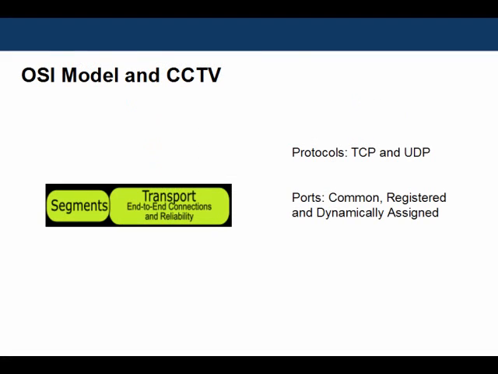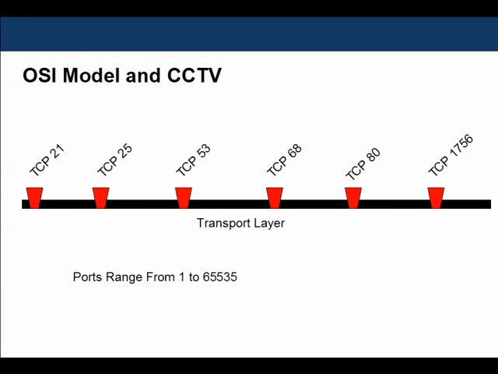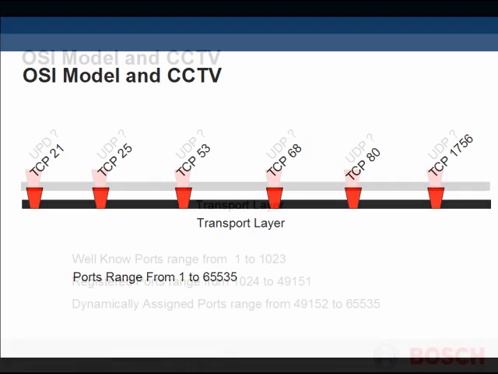The last issue we need to discuss at the transport layer are ports. There are 2 types of ports we're going to discuss, UDP ports and TCP ports, and they fall into 3 categories: common, registered, and dynamically assigned. Ports are like windows or small doorways that applications use to move up and down the communication stack. Ports range from port 1 to 65,535. Here we see some well-known TCP ports, TCP port 21, which is FTP, and TCP port 80, which is HTTP, the World Wide Web.